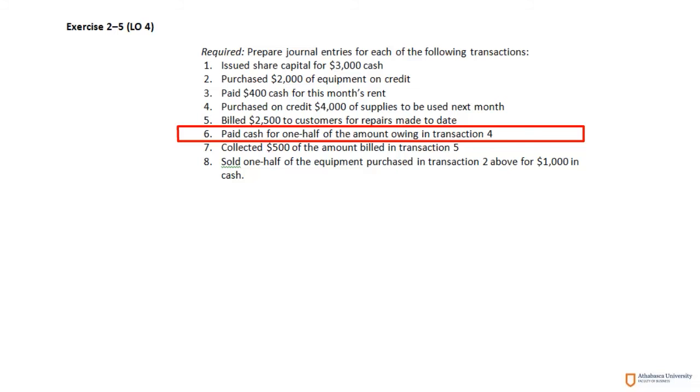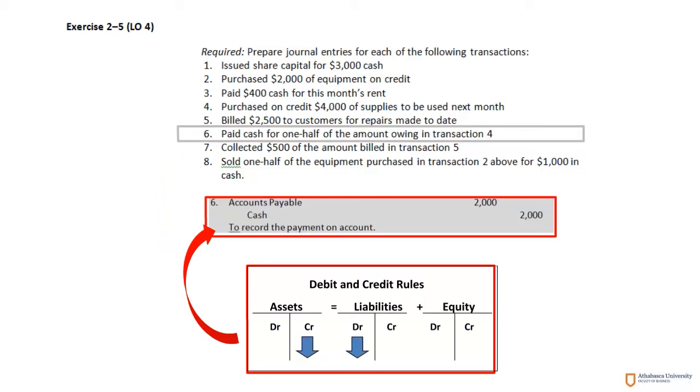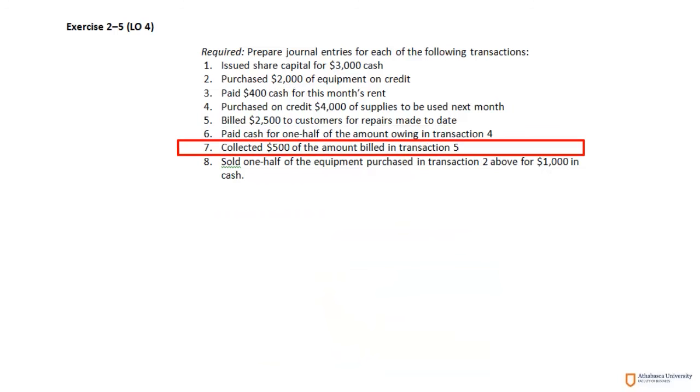In number 6, cash was paid for 1/2 of the amount owing in transaction 4. Cash, an asset, is decreasing, and accounts payable, a liability, is also decreasing. So accounts payable is debited and cash is credited.